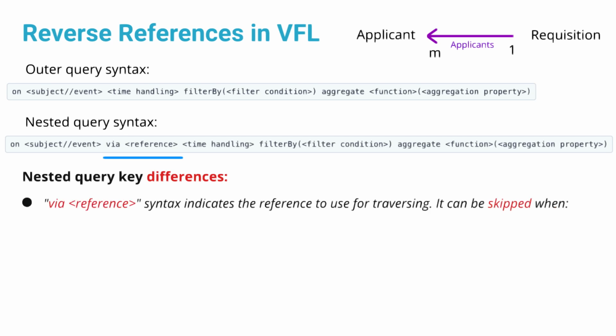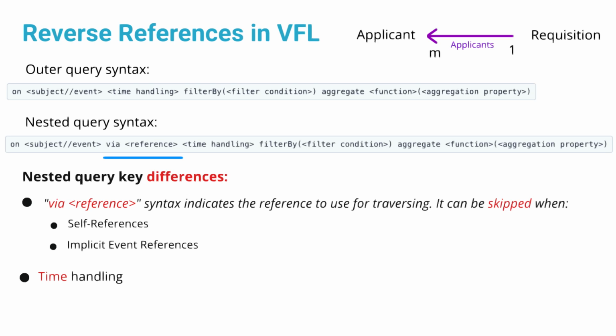However, note that there are two scenarios where the via reference syntax can be skipped. When referencing the same subject using its default key attribute, similar to SQL self-join, via is unnecessary. Also, when referencing events directly tied to the subject, VFL automatically selects the implicit reference.